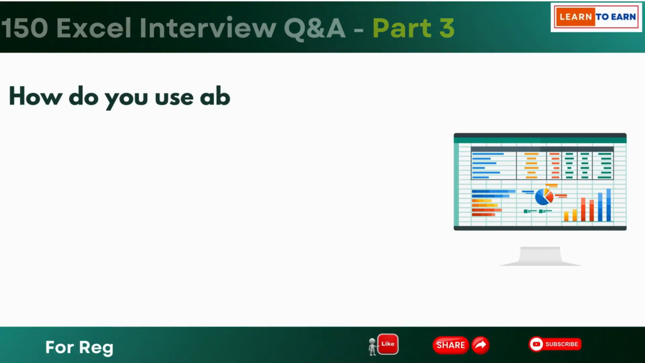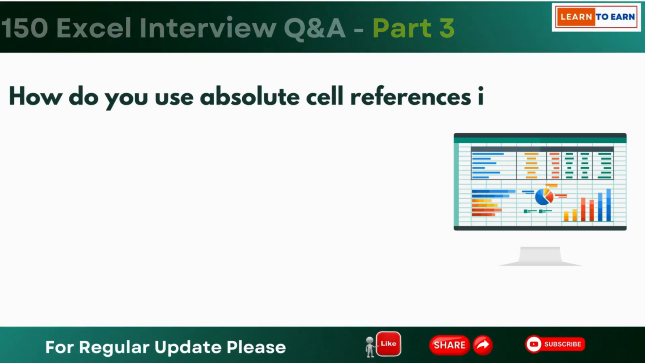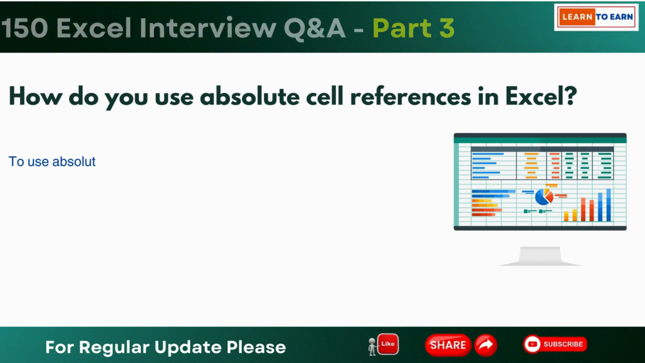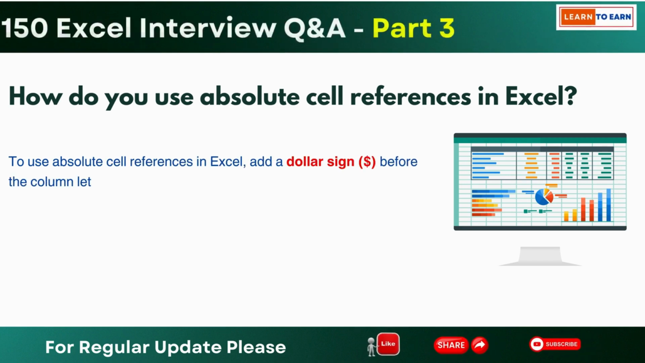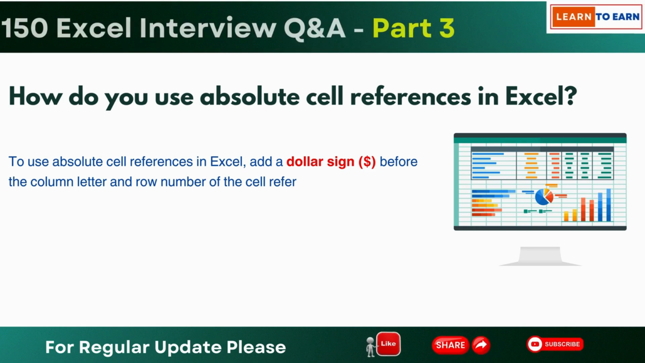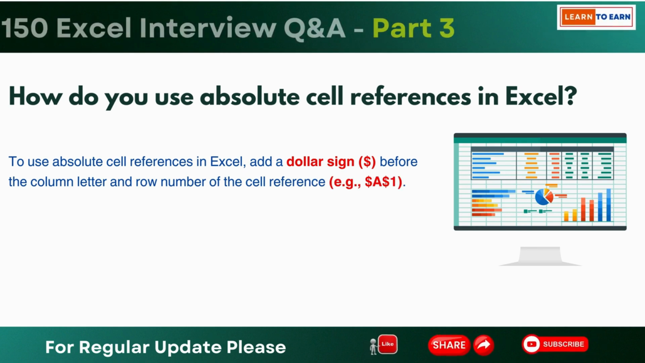How do you use absolute cell references in Excel? To use absolute cell references in Excel, add a dollar sign before the column letter and row number of the cell reference, e.g. $A$1.